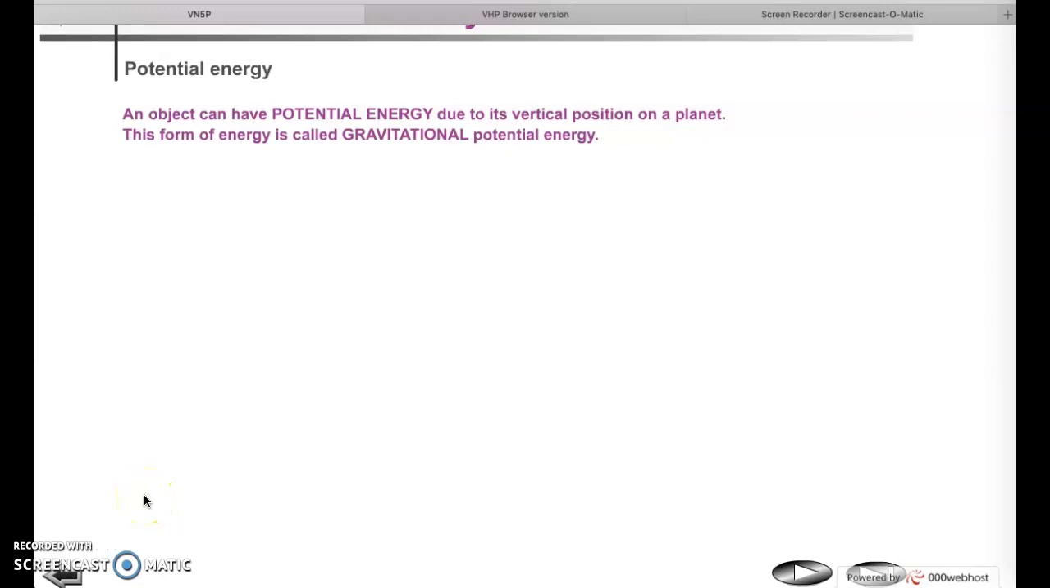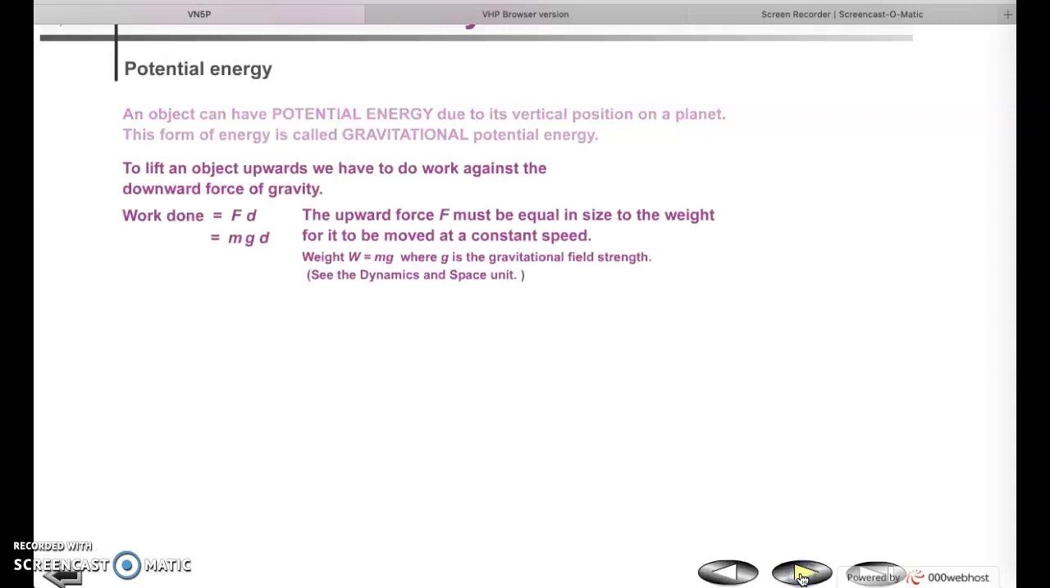So now we're going to discuss gravitational potential energy in a bit more detail. First of all, the definition: this is the energy due to something being high up, due to its vertical position on a planet. So if you lift an object up, you're giving it gravitational potential energy. Now we can use the equation that we've just derived for work done.